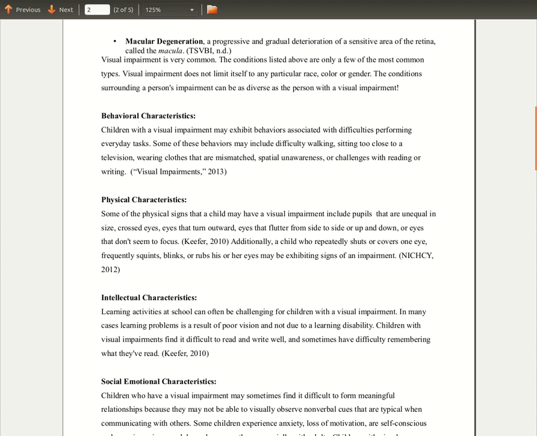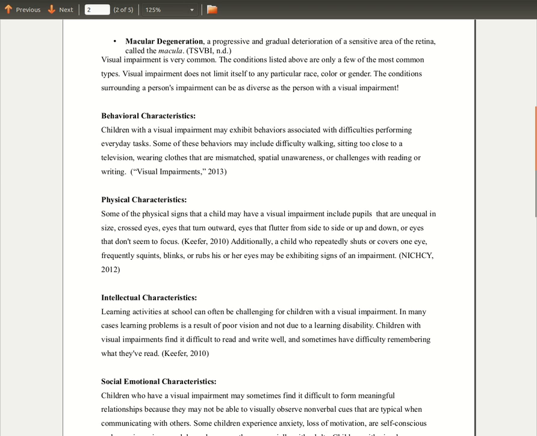Physical characteristics would include pupils that may be unequal in size, crossed eyes or eyes that turn outward, maybe eyes that flutter from side to side or up and down, eyes that don't seem to focus.